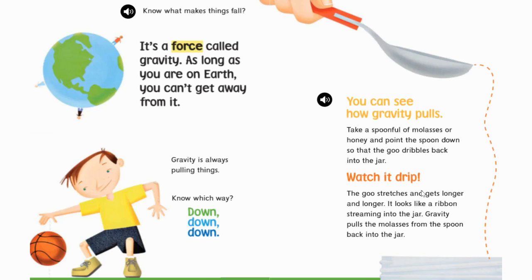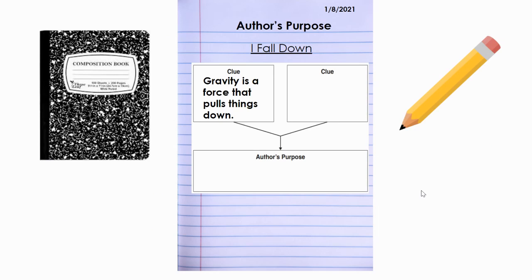All right, second graders, I'm going to stop and think about what I have learned so far and what the author has told me on this page. On this page, the author seems to be explaining what gravity is. She explains that gravity is a force that pulls things down to the earth. So, my first clue is that gravity is a force that pulls things down. That is something that the author is teaching me, the reader. She's trying to explain something to me, and she's trying to teach me about gravity.